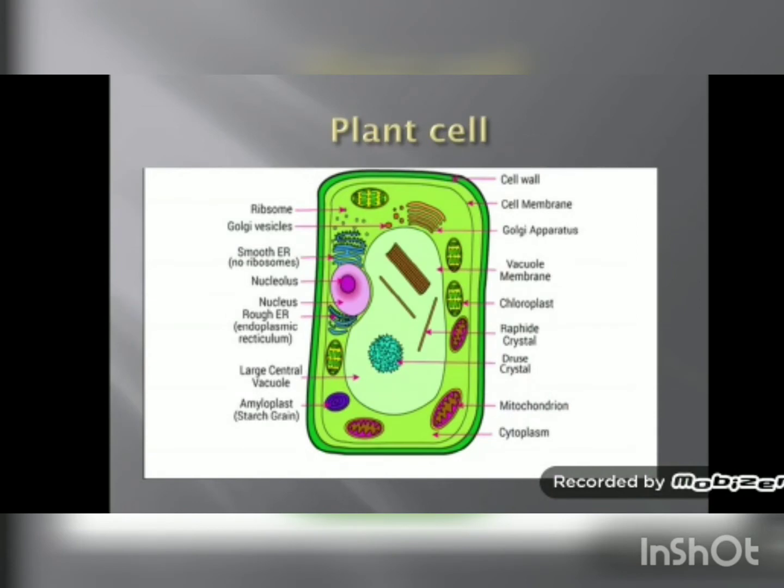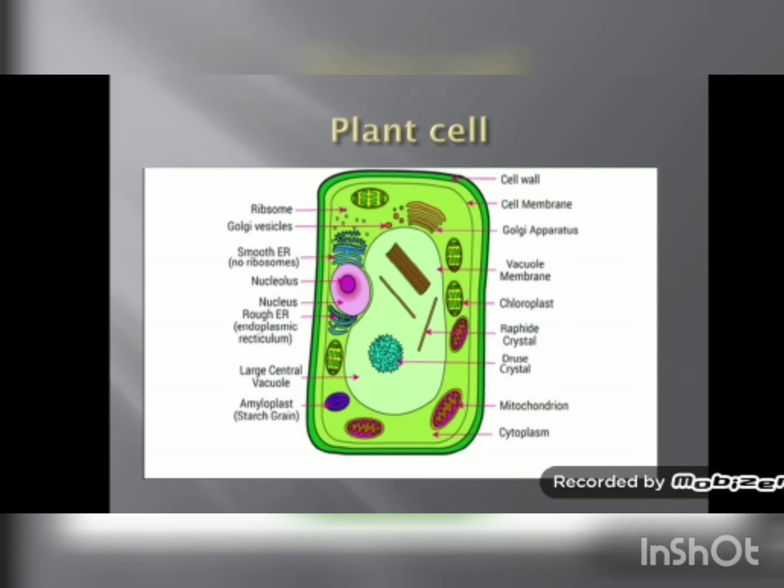This is the figure of a plant cell, where you can see the dark green outer border is the cell wall, and the light green part inside the cell wall is the cell membrane. The cell wall is harder and the cell membrane is flexible. Now you can see the pink part is the nucleus. Now we will discuss something about the nucleus.